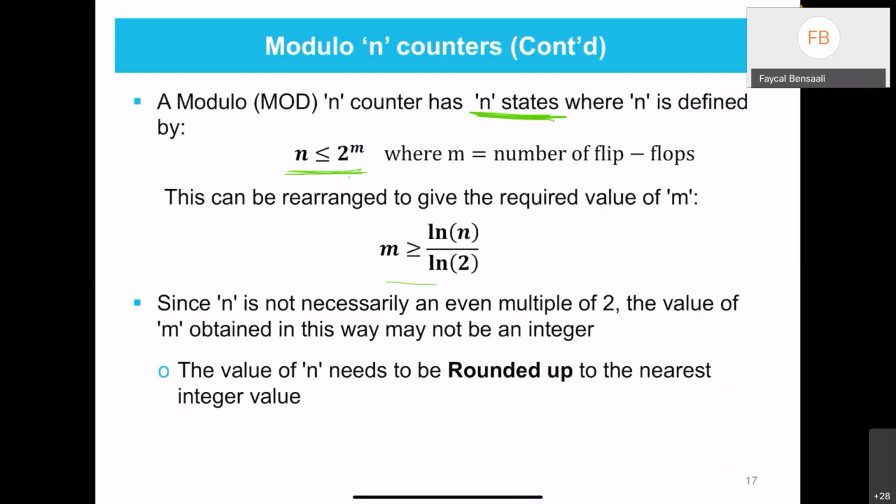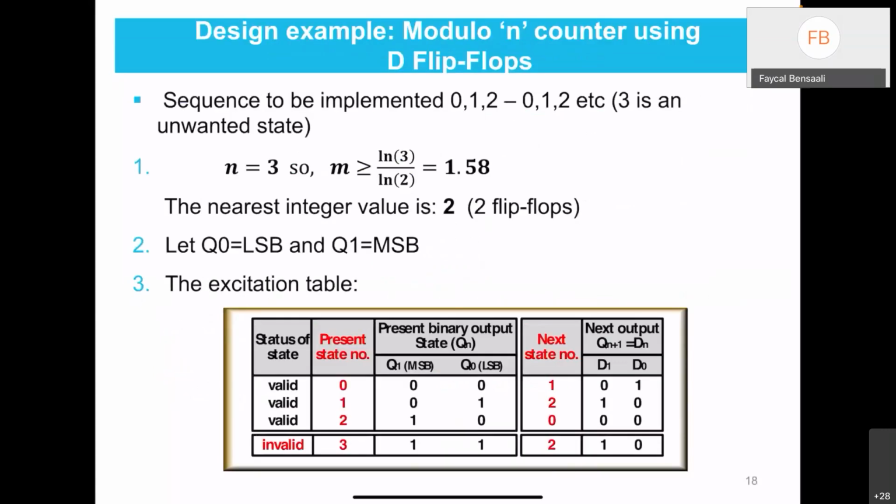And then you use this, you round up. You may get a real number here, so you round it up to the nearest one, of course, and then m will be the rounded value, the nearest integer value. Let's give you an example here.